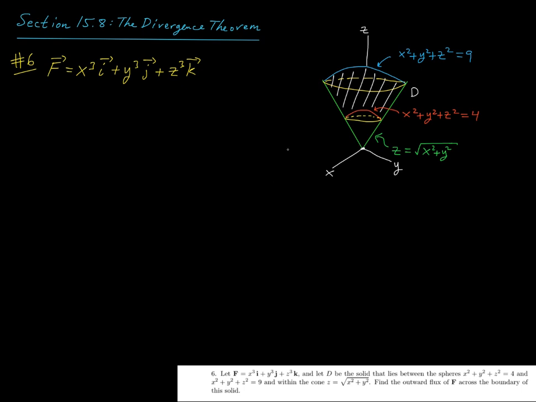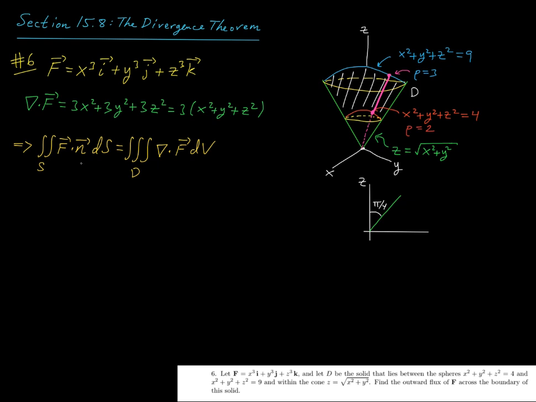Okay, now we're going to, of course, use the divergence theorem to do this. And the divergence theorem says that we can compute this flux integral as this triple integral of the divergence of our vector field over the solid D. Okay, now the divergence is just 3 times the quantity x squared plus y squared plus z squared. Okay, so not too bad.